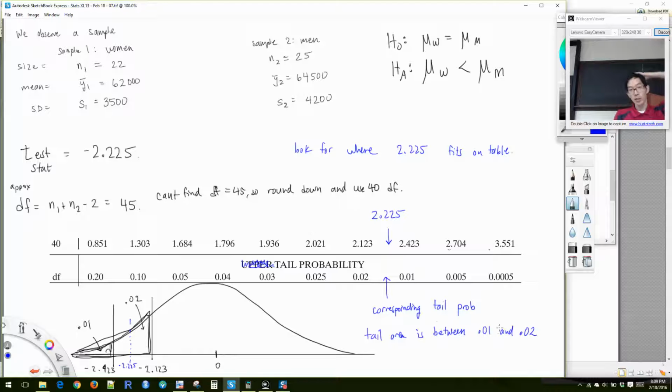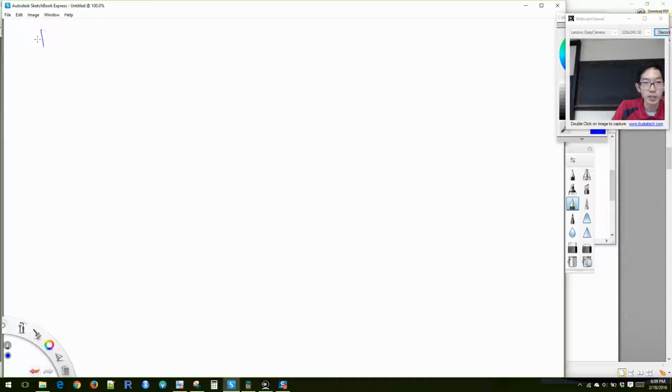All right, so this is my tail probability, and what this says is that my tail probability is between 0.01 and 0.02. Let's write that down: my tail probability is between 0.01 and 0.02, or in shorthand, 0.01 is less than my tail probability, which is less than 0.02.